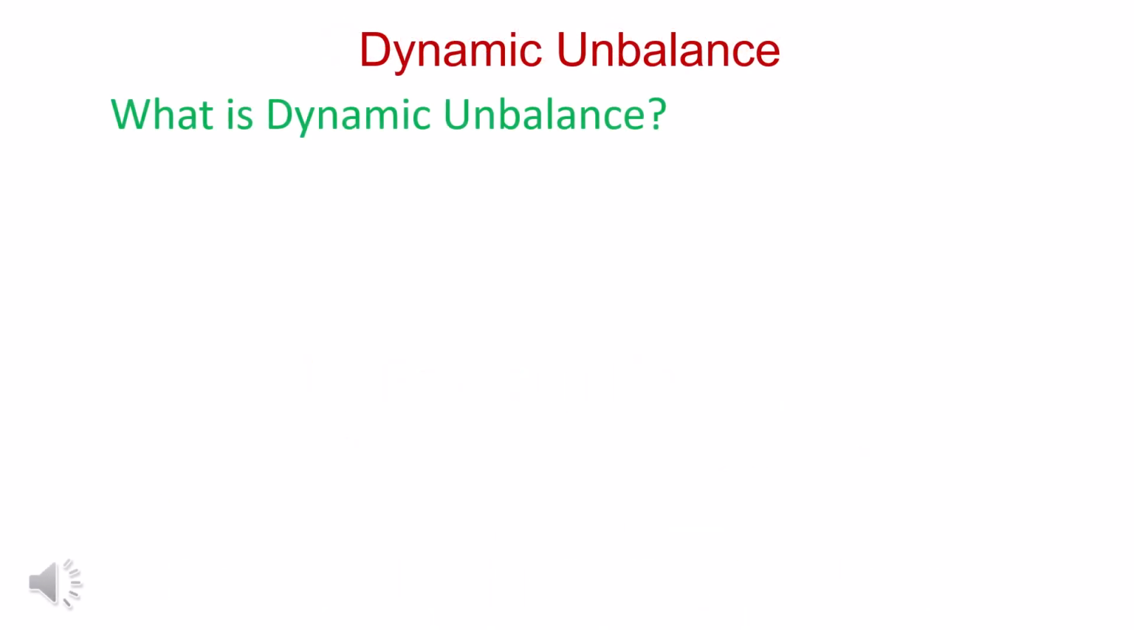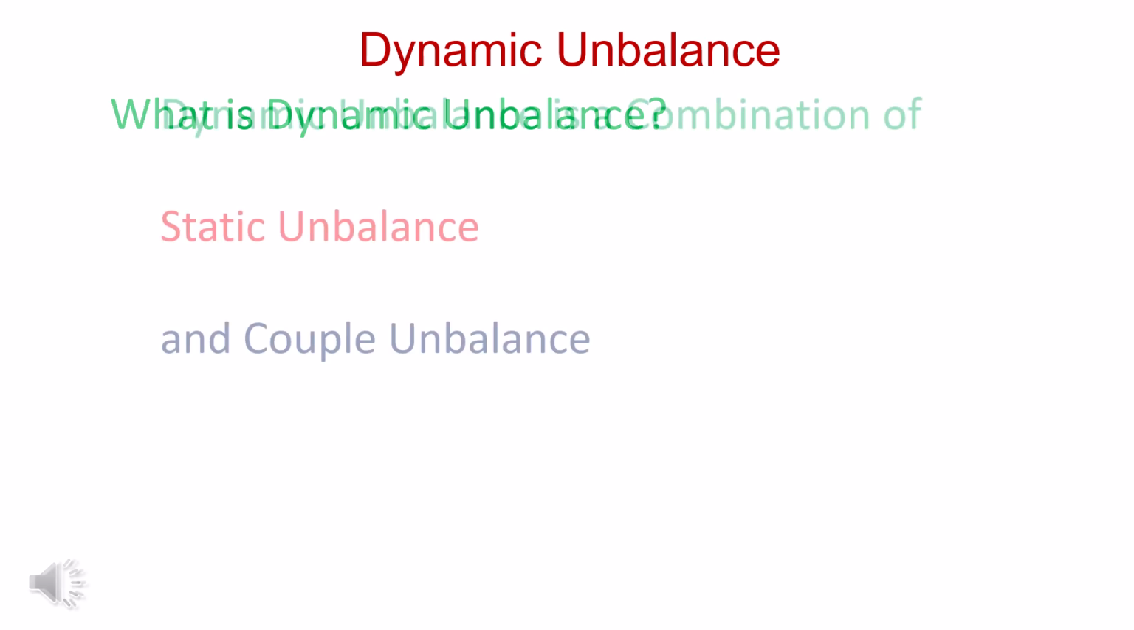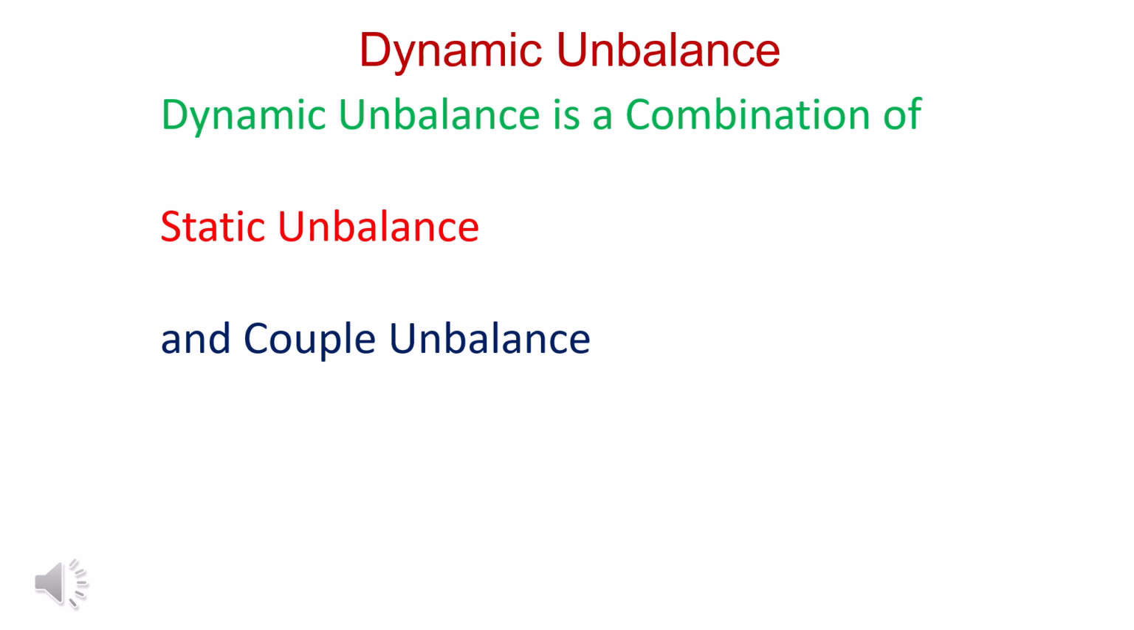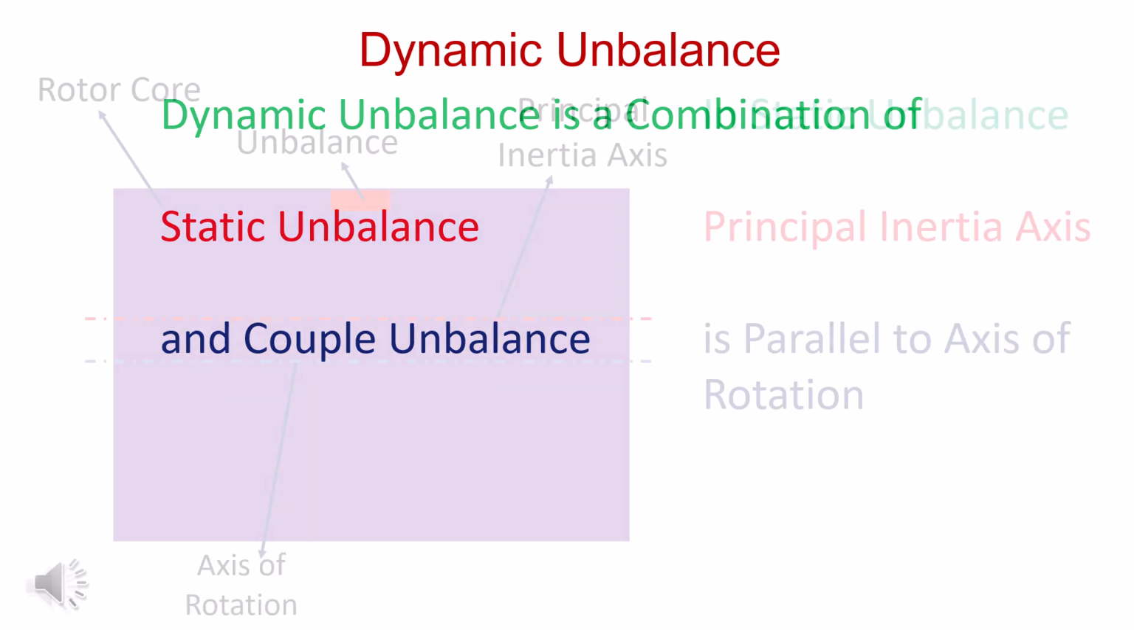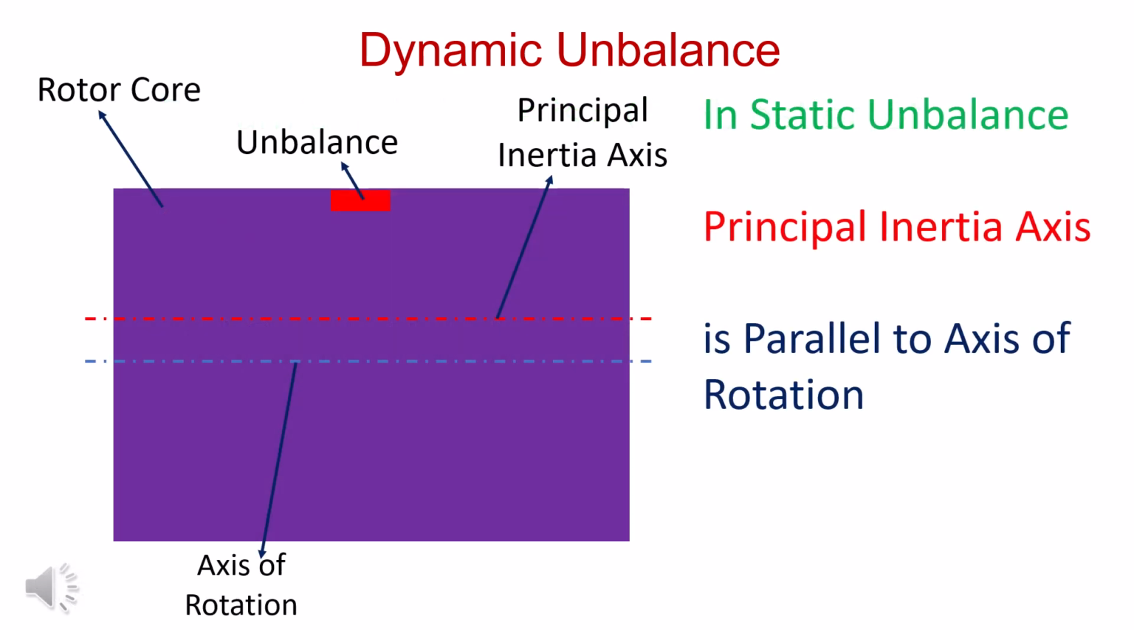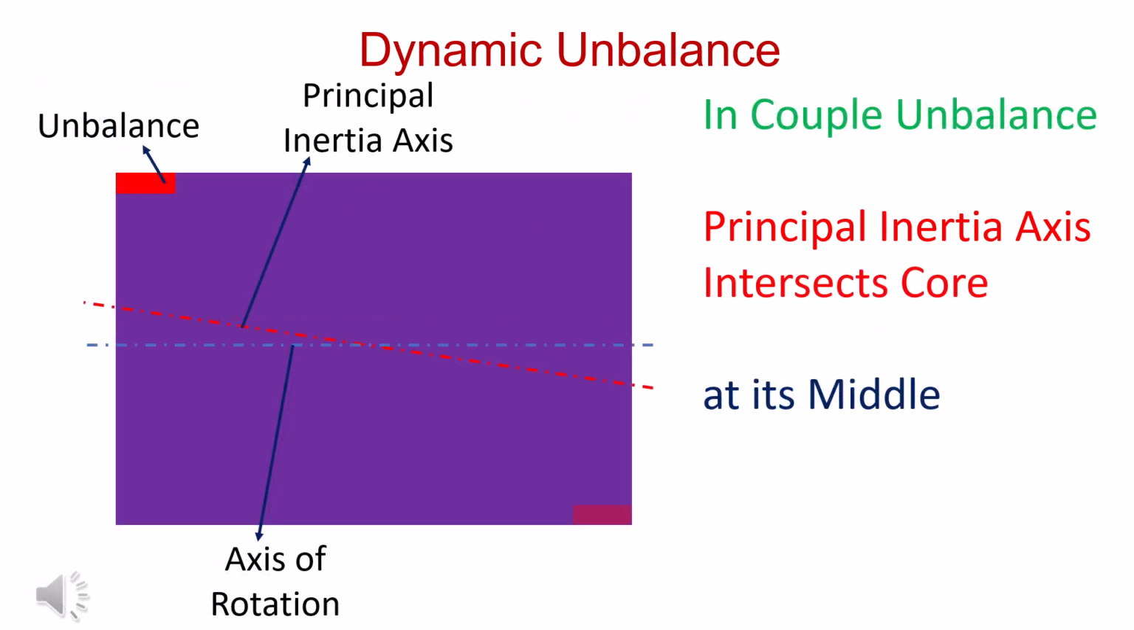What is meant by dynamic unbalance? Dynamic unbalance is a combination of static unbalance and couple unbalance. In static unbalance, principal inertia axis is parallel to the axis of rotation. In couple unbalance, principal inertia axis intersects core at its middle.